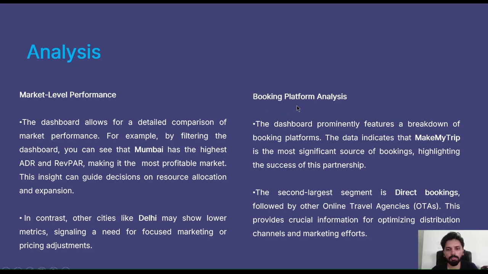Now, analysis based on booking performance by platform. So the data indicates that Make My Trip is the most significant source of booking, highlighting the success of their relationship with that particular partnership. The second largest segment is the direct booking, followed by online travel agencies (OTAs). This also provides crucial information for optimizing distribution channels and marketing efforts.